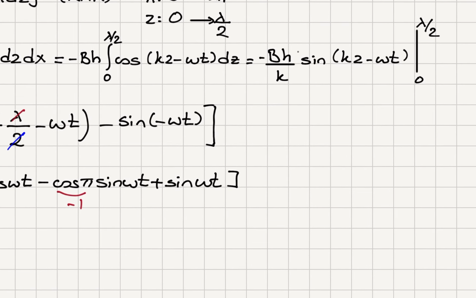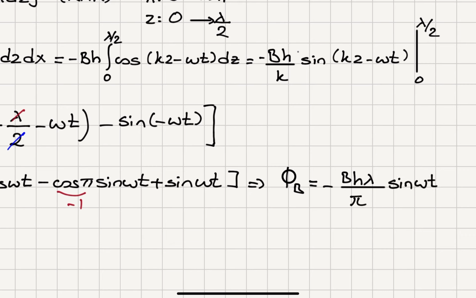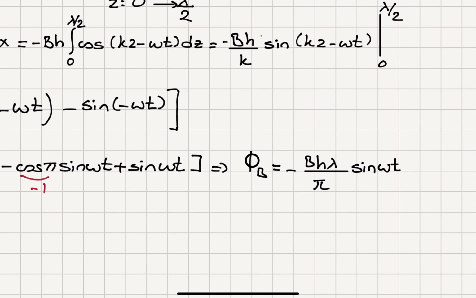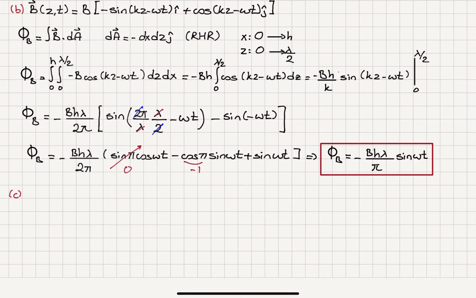So I find the magnetic flux. This is going to give me a magnetic flux phi B equal to minus B H lambda over pi sine omega t. Because I obtained 2 sine omega t, there's another 2 here. So this will be my final answer for the magnetic flux through loop P.